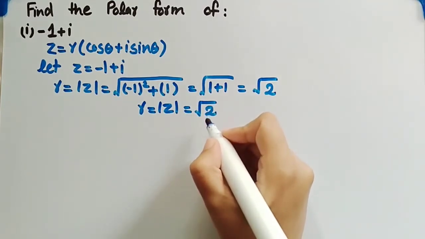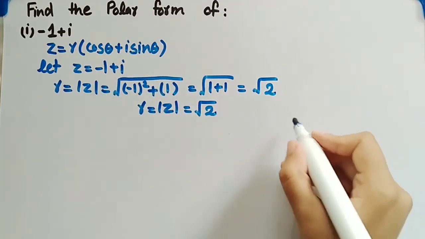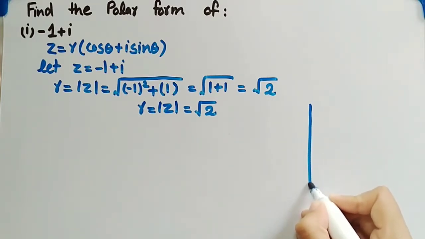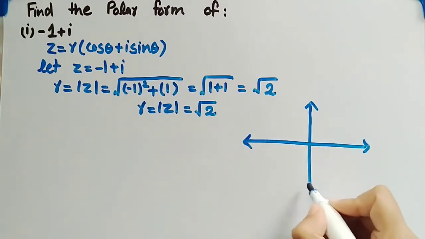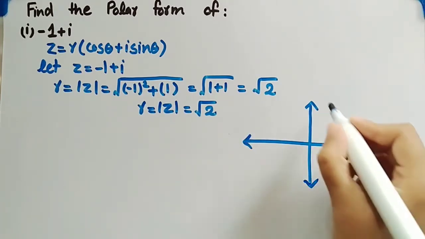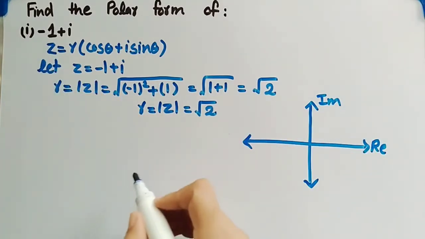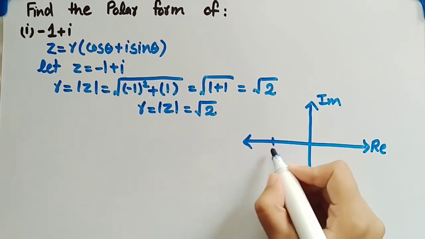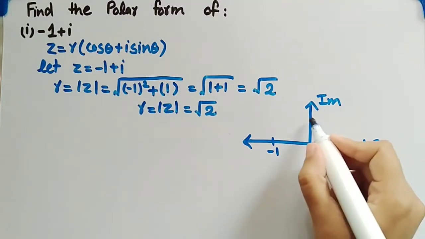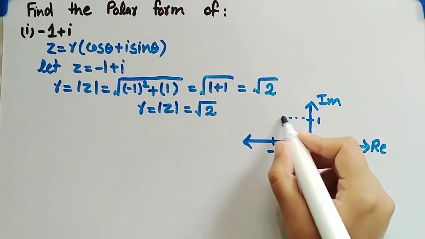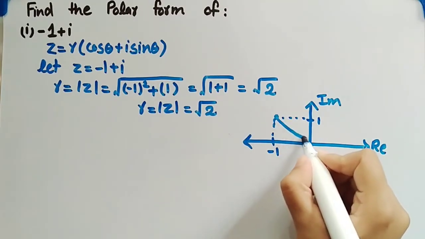Now we will find the principal argument, which is equal to theta of the complex number z. Firstly, we have to draw the complex number on the complex plane. Let this be the real and this be the imaginary axis. The real part of the complex number is -1, so it will be on the negative real axis, and its imaginary part is +1, so it will be on the positive imaginary axis. So the complex number -1 plus iota is in the second quadrant.